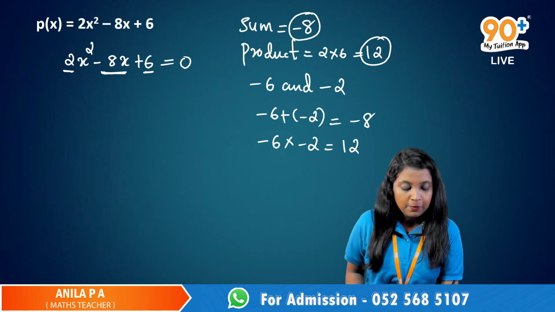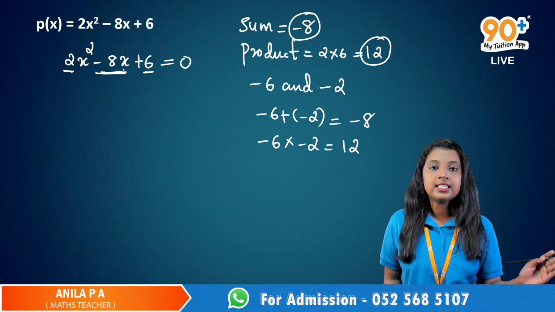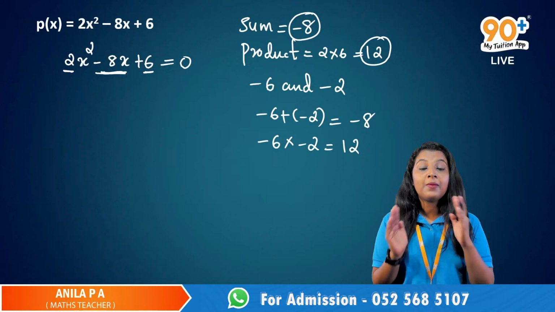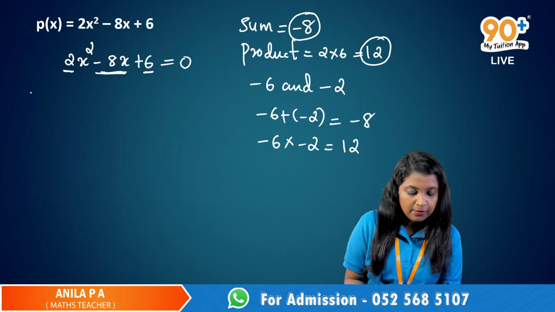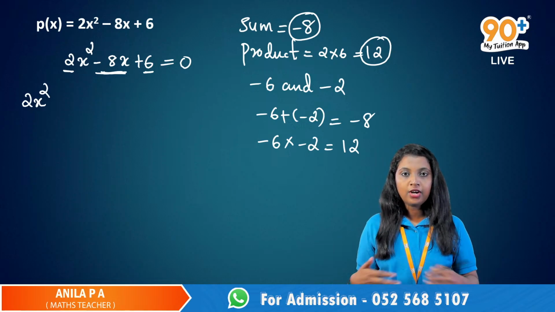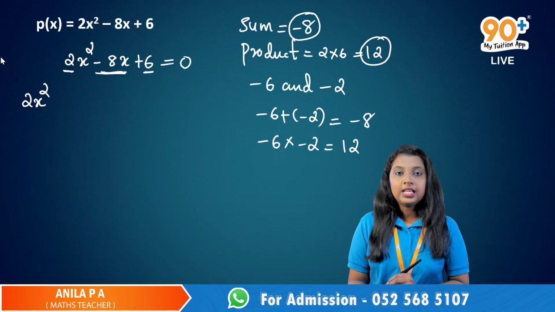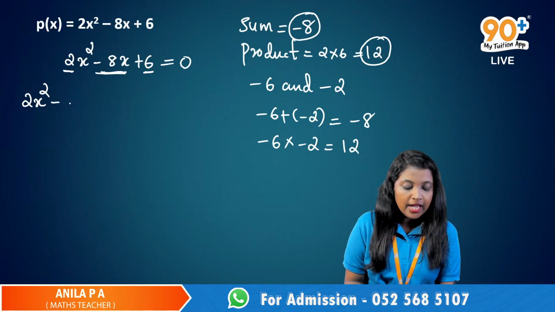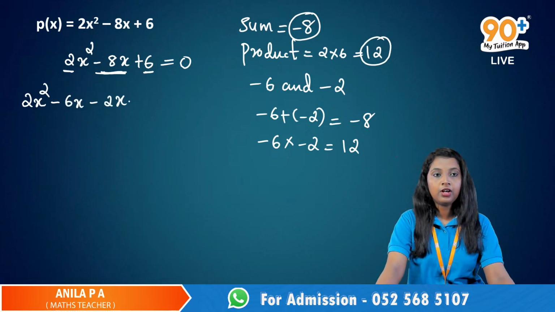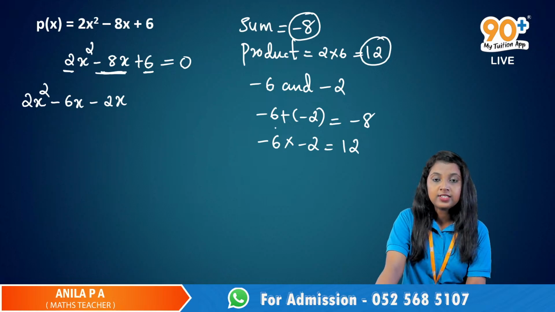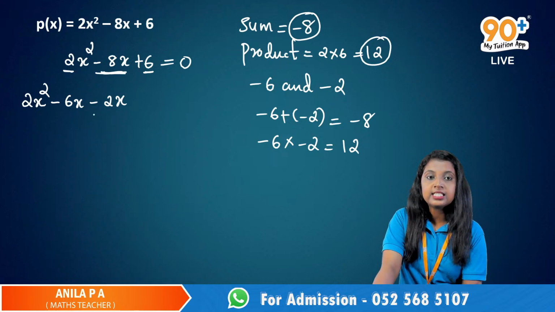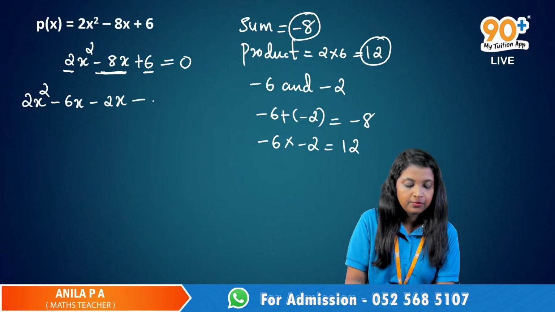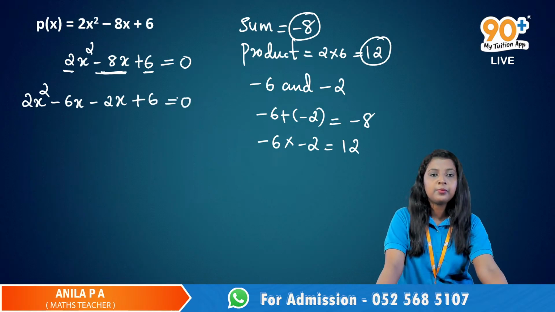So now we are going to split the middle term. The name itself says it is splitting the middle term, so all other terms will remain the same. We are only splitting the middle term. The first term is 2x squared. It will remain 2x squared only. And what about the middle term? It is negative 8x. We are going to split it as negative 6x minus 2x, because negative 8 is the sum of negative 6 and negative 2. Then the last term is 6 only, because we are only splitting the middle term, all other terms will remain the same.